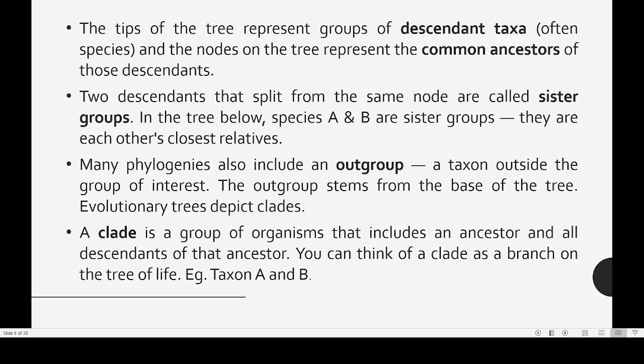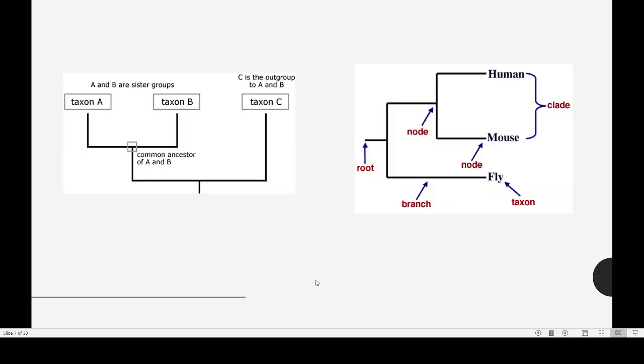Now two descendants that split from the same node are called sister groups. Here you can see that taxon A and taxon B, your species 1 and species 2, have evolved or descended from the same node. So we call them sister groups. Sister groups means they have more structural as well as genetic similarity, because they have evolved from the same ancestor. So we are calling it a sister group.